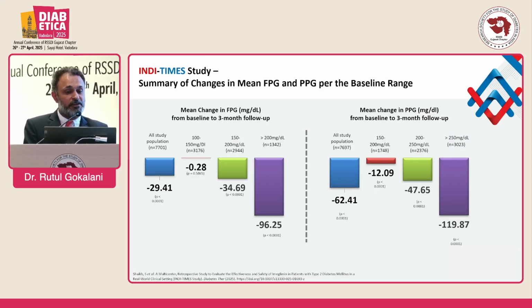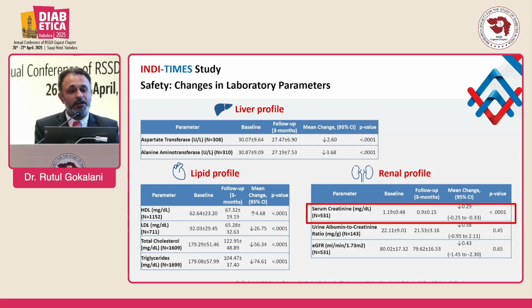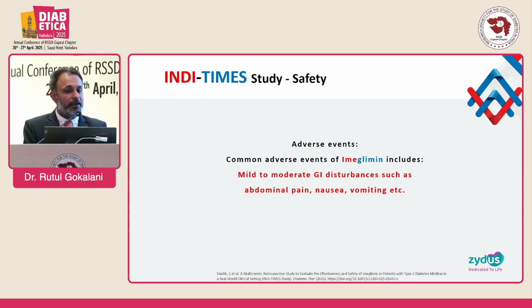So for mean change in fasting plasma glucose, whether you start at 100 to 150 milligram per deciliter, 150 to 200 milligram per deciliter or more than 200 milligram per deciliter, fasting plasma glucose was reduced by around 96 milligram per deciliter if it was more than 200. And mean change in postprandial blood glucose was around 119 milligram per deciliter reduction if postprandial blood glucose was more than 250. It also shows safety for liver and kidney. It showed no significant change.